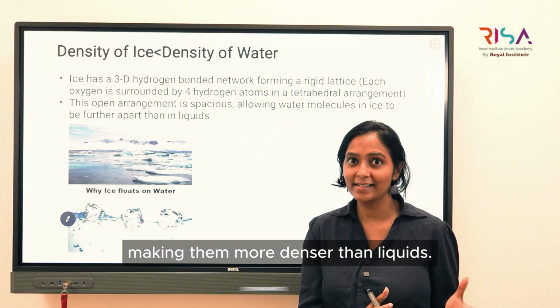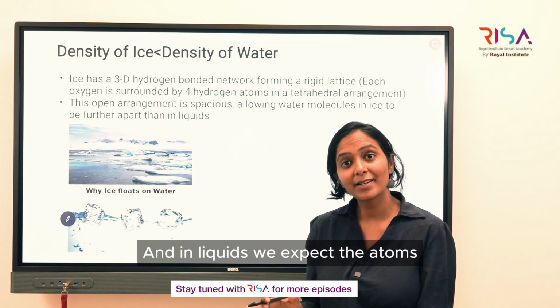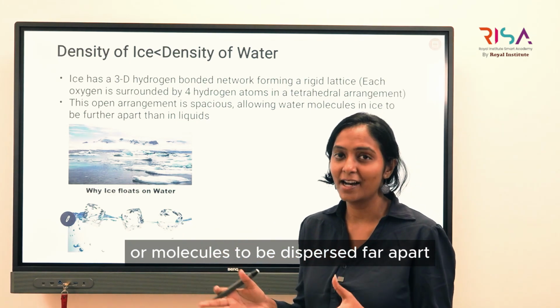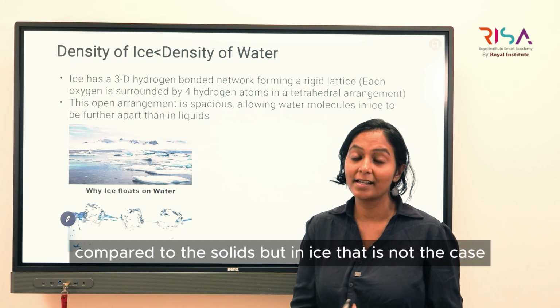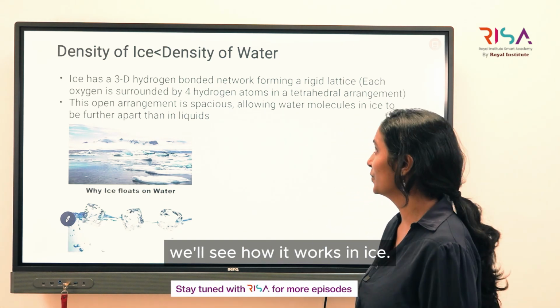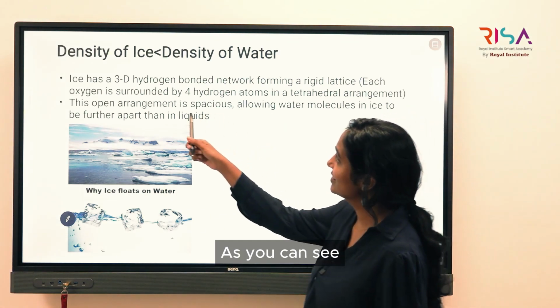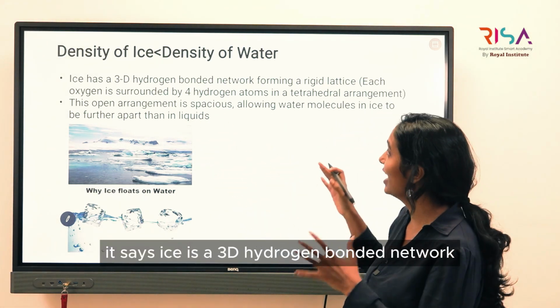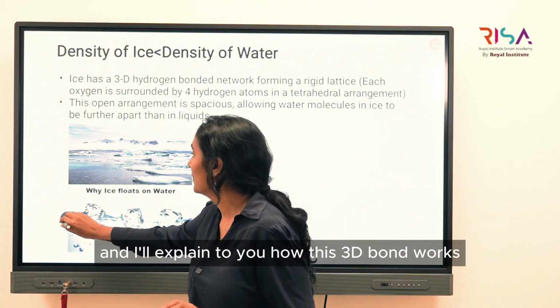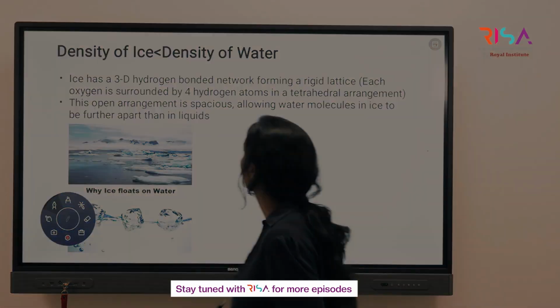Making them more dense than liquids. And in liquids, we expect the atoms or molecules to be dispersed far apart compared to the solids. But in ice, that is not the case. Now we'll see how it works in ice. As you can see, it says ice is a 3D hydrogen bonded network, and I'll explain to you how this 3D bond works.